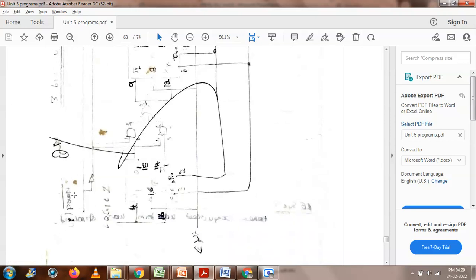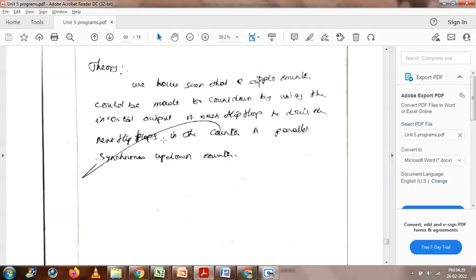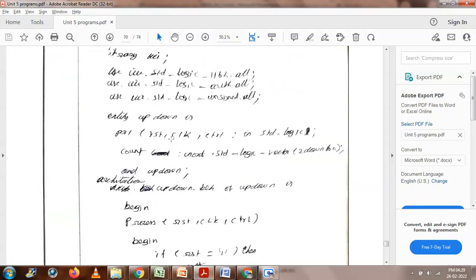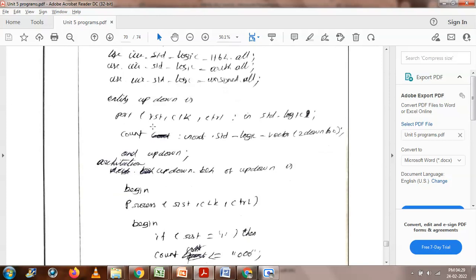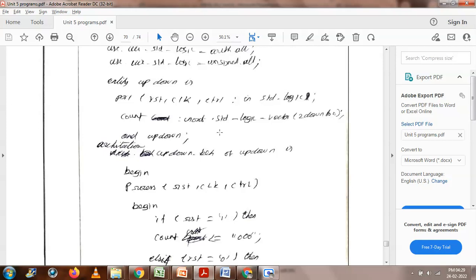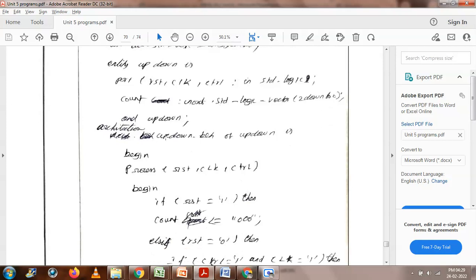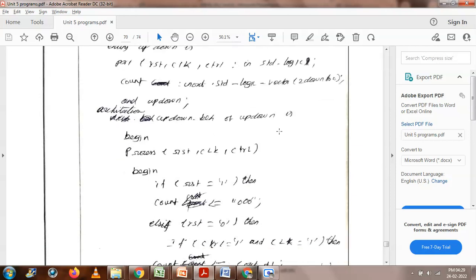When we use the inverted value, it goes there, and that is the down counter. If we use the normal value, it goes there, and it is the up counter. So this is the coding part. Here we write the entity with the ports reset, flag control, and counter as a standard logic vector 2 down to 0. So this is the counter architecture.